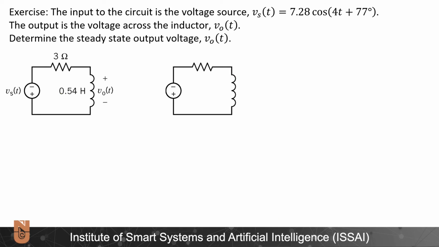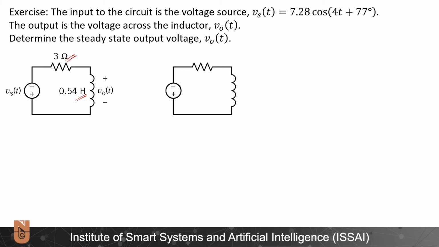Now I have an RL circuit with the input to the circuit being the voltage source with Vs is equal to 7.28 times cosine 4t plus 77 degrees. And I have a 3 ohm resistor here and a 0.54 Henry inductor. And I need to find the voltage over the inductor as the output voltage.